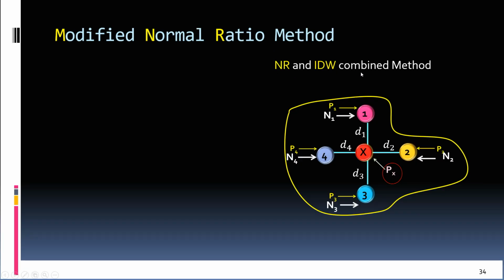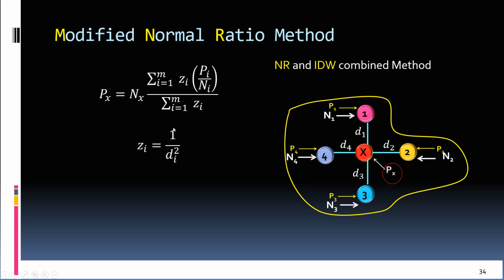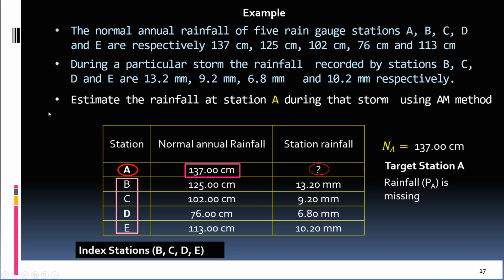It incorporates each index station's normal annual precipitation as well as distance weighting factors. Px is estimated as Nx times summation of Zi Pi by Ni, where i varies from 1 to m, over summation of Zi, where i varies from 1 to m. Let's visualize MNR in GeoGebra.